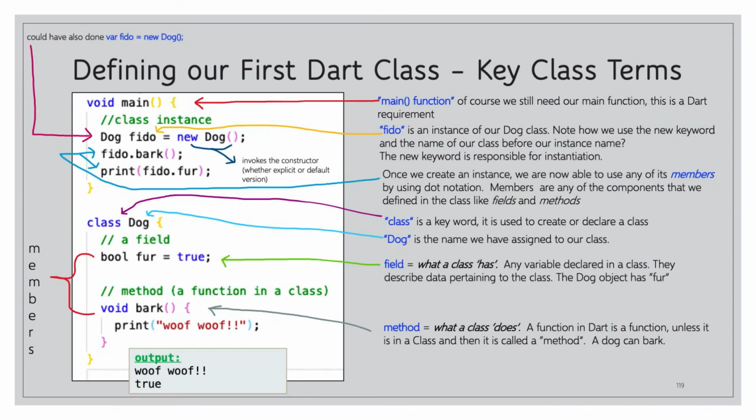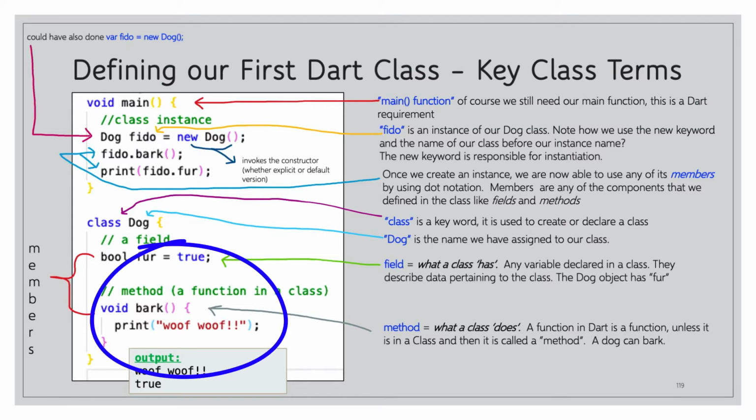Okay, and here we define our very first Dart class, and we cover some key class terms. So I'm going to start down here where we define a class called Dog. Class is a keyword. It's used to create or declare a class. Dog is the name we have assigned or chosen for our class. A field, what a class has, you can think of it that way, is any variable declared in a class. They describe data pertaining to the class. The dog object has fur.